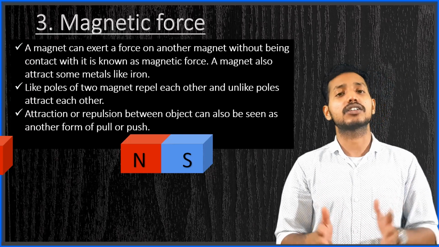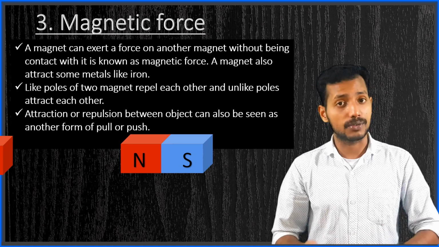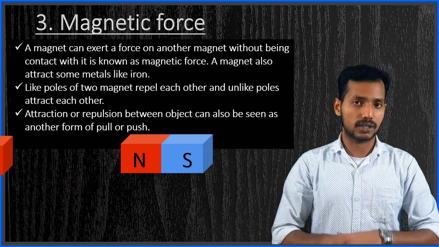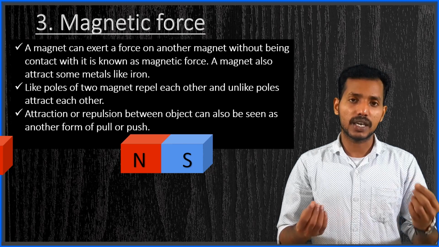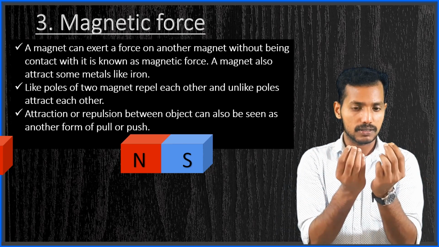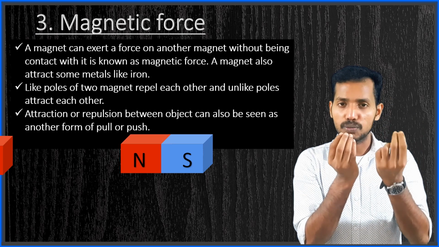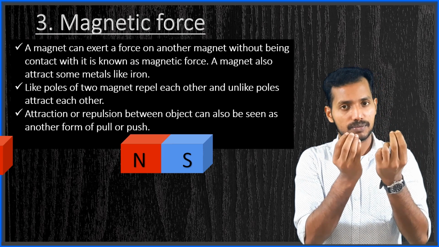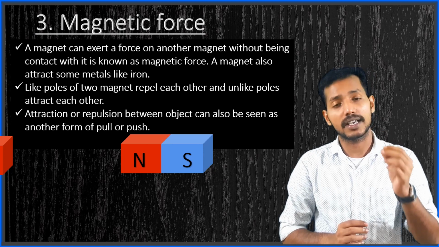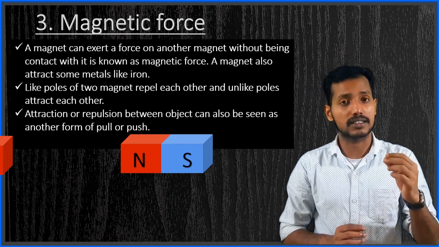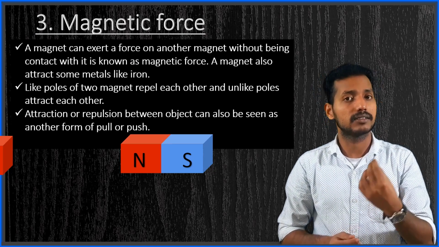A magnet can exert a force on another magnet without being in contact with it. That means if you keep two magnets close, it is not necessary that there is contact between the two magnets. There will be a force. A magnet not only exerts a force on another magnet, it also exerts a force on some other materials like iron, etc.